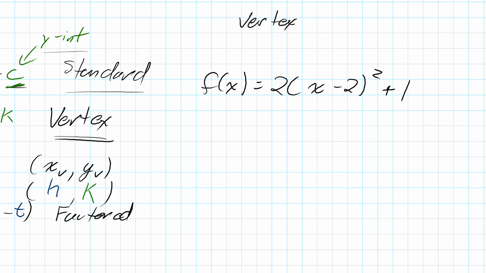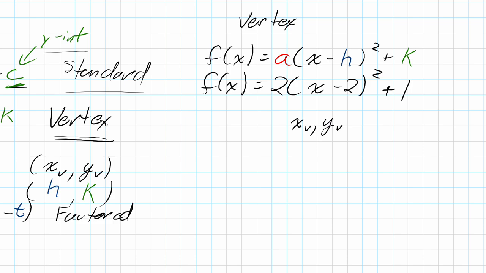So because it's in vertex form, I'm going to put the general formula above it. Okay, so we have that a value, we have an x minus an h value, and we have a k value. So visually, why is this helpful? It's helpful because, like we said before, the x value of the vertex and the y value of the vertex are actually just the h and the k value. So our very first challenge here is, can we identify what those are?